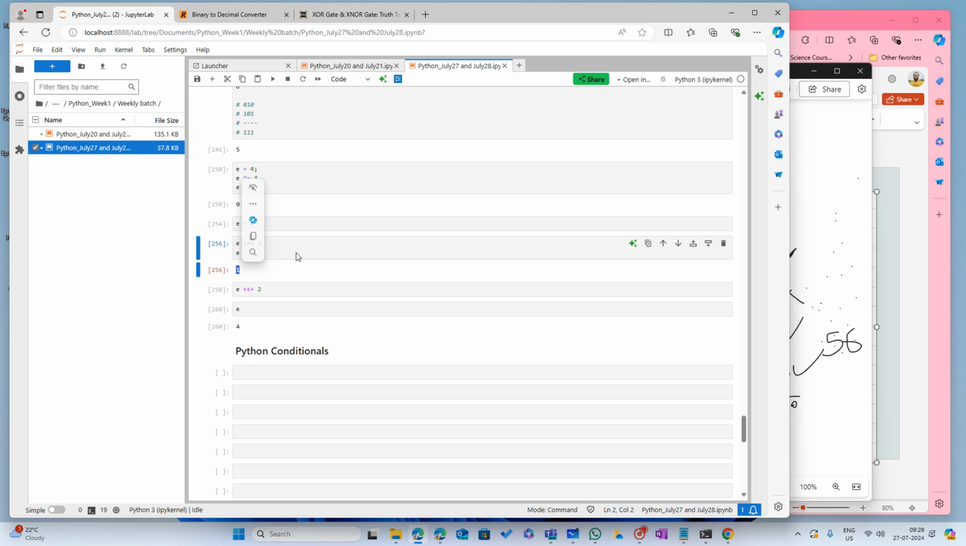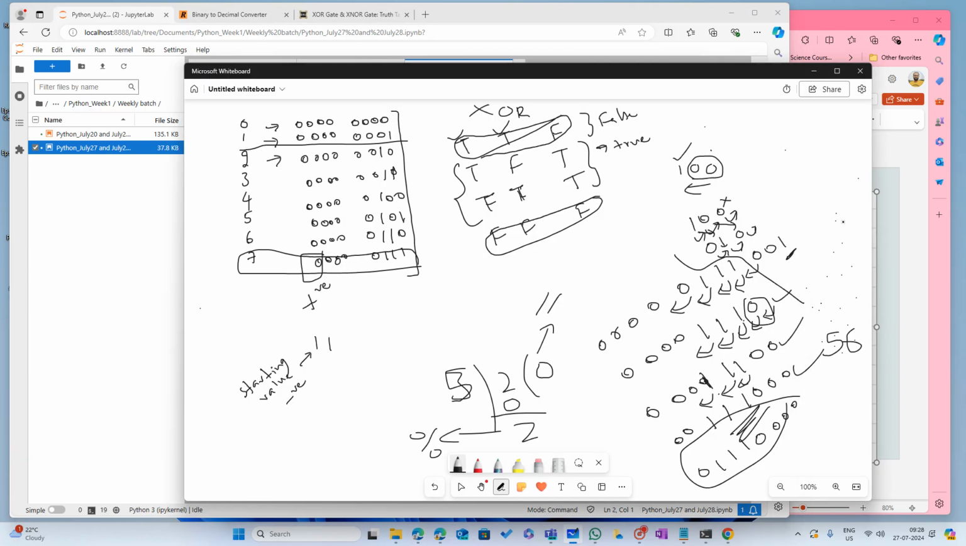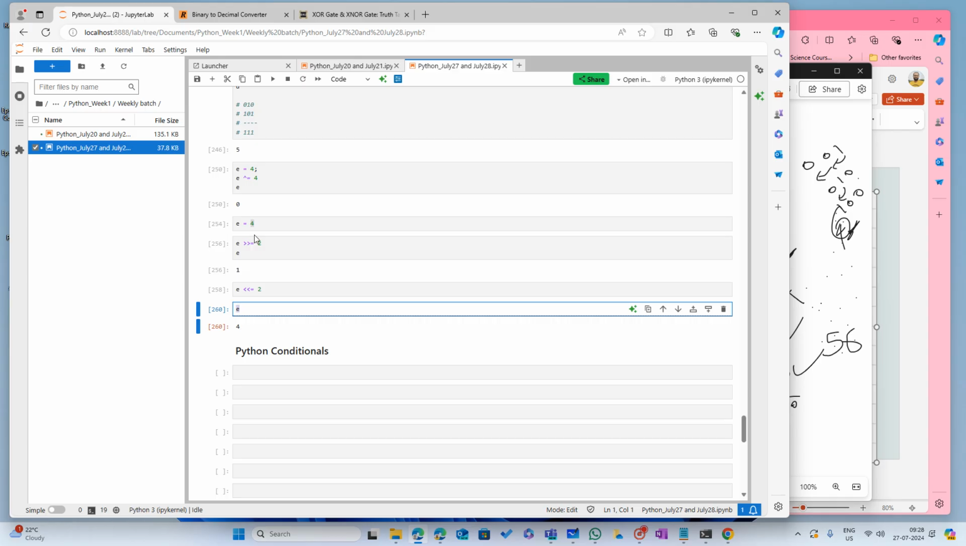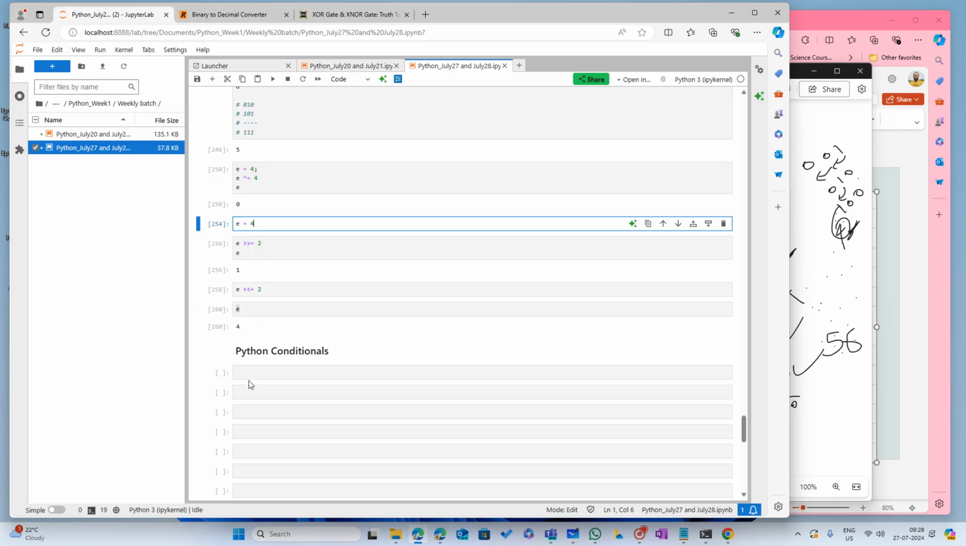If you shift 4 by 2 places to the right, you will get 1, and again you move it back, you will get 4 only. So again you take 0, 0, 1, move it 2 places, this 1 will come here, again move it here, you will get 1, 0, 0. So this is 4. That's how if you left shift and right shift, it gives you the same value for that particular value 4. Is this clear?